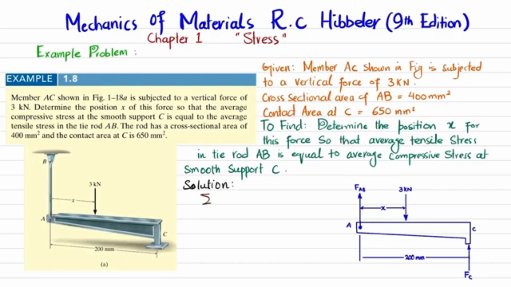So first equation of equilibrium is that sum of all forces along y direction must be equal to 0, and upward force is taken as positive. So you can see FAB, which is upward, so it is positive. 3 kilonewton force is downward, so minus 3 kilonewton. So in Newton it is 3000 Newton, and plus FC, which is also upward. So their sum must be equal to 0. So I will write FAB plus FC minus 3000 Newton is equal to 0. This is your equation number 1.